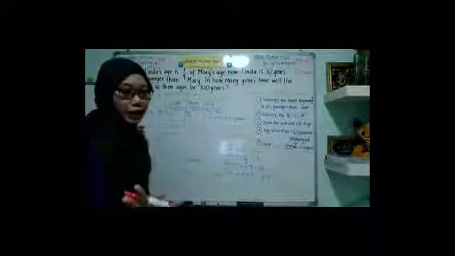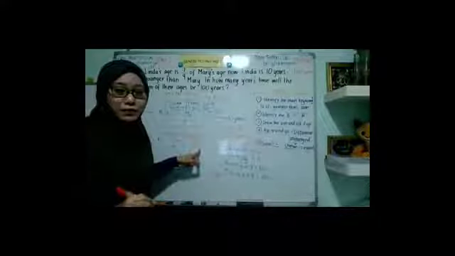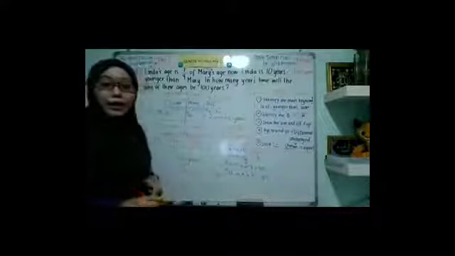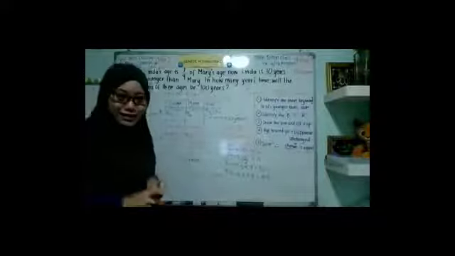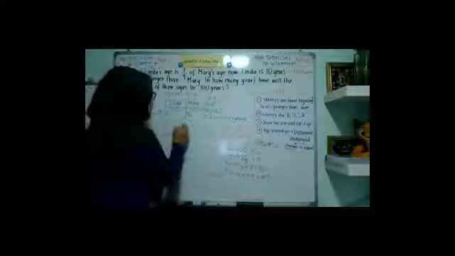Let's double check, alright? 35 plus 10 gives me 45 years. Then I take 45 plus 10, which gives me 55 years. 45 plus 55 will give me 100 years. Ta-da! Answer. So my answer is 10 years' time.